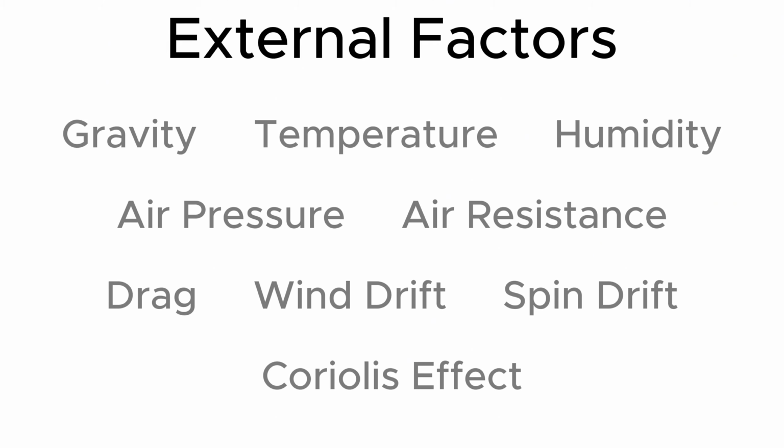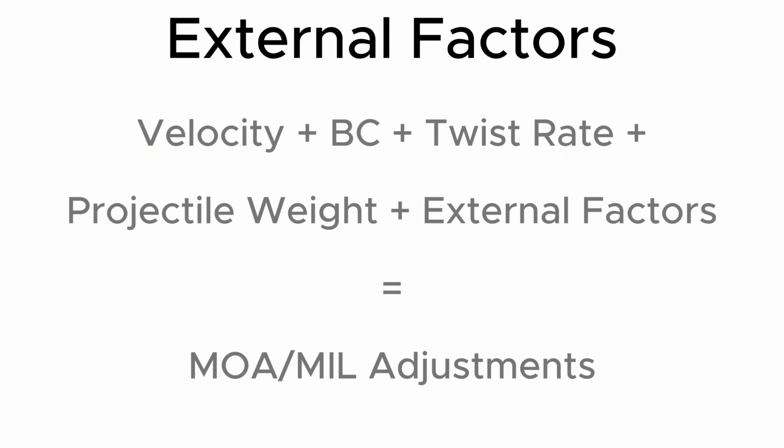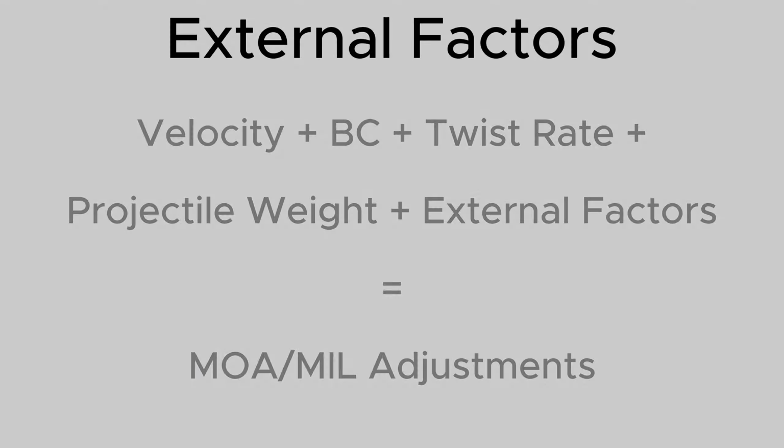External factors. There are many external factors that will change the flight of the bullet once it's left the barrel. I won't be explaining every single one of them because we'll be here for hours, but to name a few, there is gravity, temperature, humidity, air pressure, air resistance, drag, wind drift, spin drift, the Coriolis effect, and many more. The initial velocity, ballistic coefficient, twist rate, and weight of the bullet, combined with all external factors plugged into a ballistic calculator, is what gives us our elevation and windage readings.